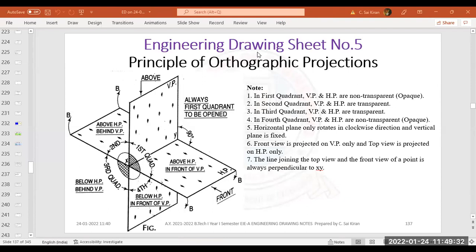Anyone any doubts in this principle of orthographic projection? What is my first quadrant, second quadrant, third quadrant, and fourth quadrant? Anyone any doubts? Should I explain again what is my first quadrant, second quadrant, third quadrant, and fourth quadrant?